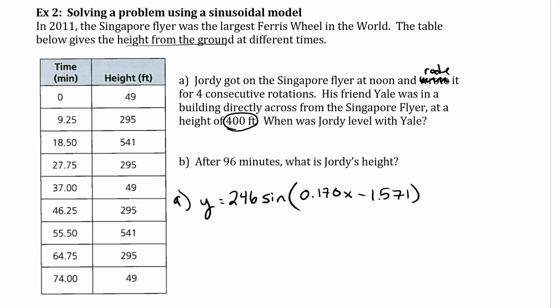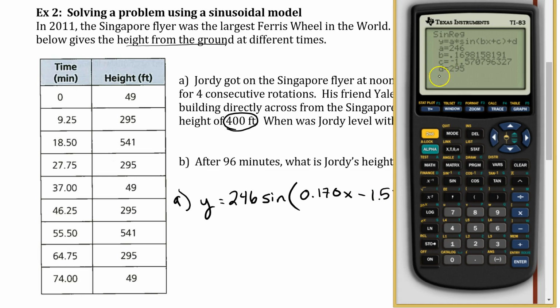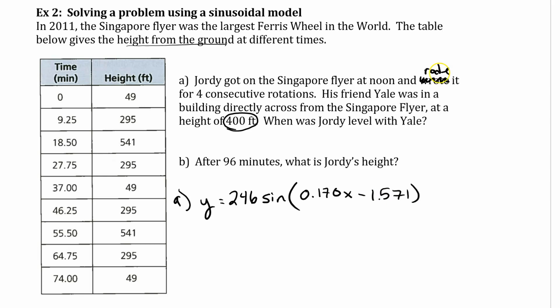Now we add or subtract our d value. Oh, and it's a nice one. Plus 295. Okay, you're noticing here that this is actually the equation of the midline. The midline is y equals 295, which is the middle data point, which is cool. It's not just a fluke.